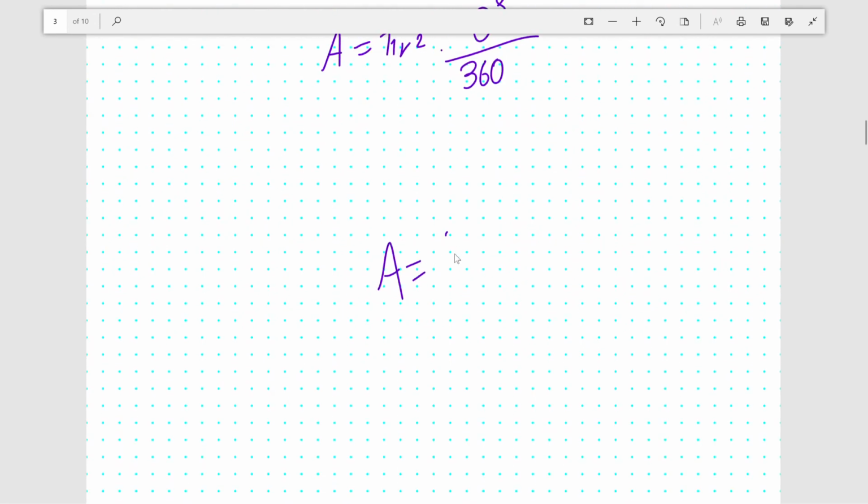Alright, so just what's crucial to know is that the area of a sector A is equal to theta r squared over 2. That's all.